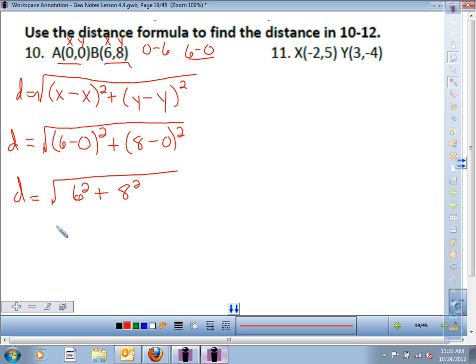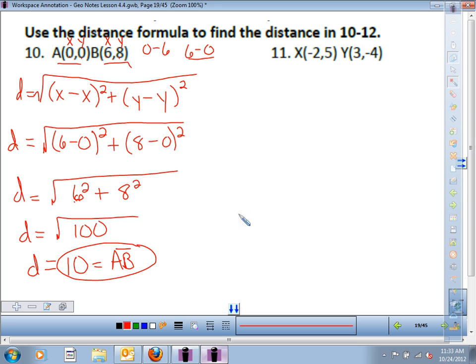Now I hope you're starting to see the Pythagorean theorem right here. 6 squared plus 8 squared equals d squared. Well, we square root it. Now once we do this, go ahead and take 6 squared plus 8 squared and throw it in your calculator. That's 36 plus 64, which is 100. And then you simply square root that. Now this comes out pretty, so the square root of 100 is 10. So the distance between A and B is 10. So the length of segment AB is 10.